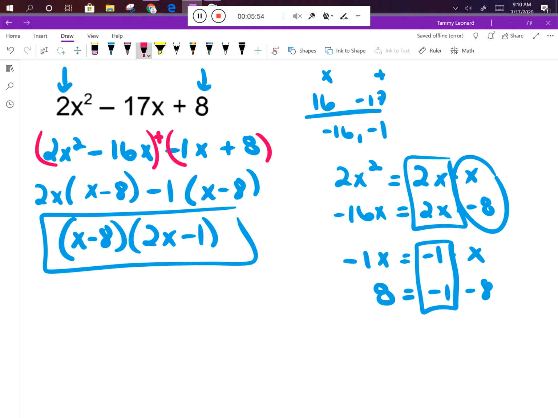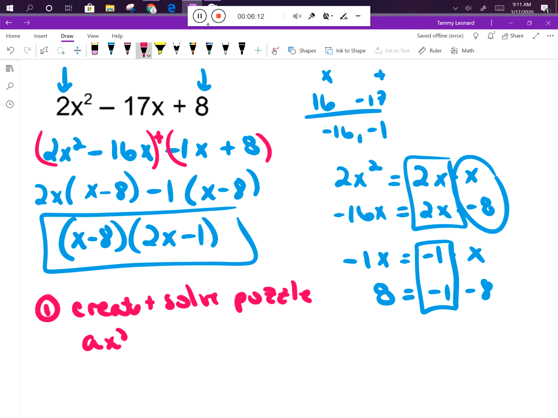Kind of like we did at this point in yesterday's lesson, let's go through and list the steps that we've been following to do these. Step 1 was we create the puzzle. So we're going to create and solve the puzzle. This is where we set up 16, which we got from 2 and 8. So if I'm thinking of ax squared plus bx plus c, I multiplied the a and the c to say, what do I multiply to get this? And I pull off the b to say, what do I add to get that? That's always the puzzle that we're trying to solve.